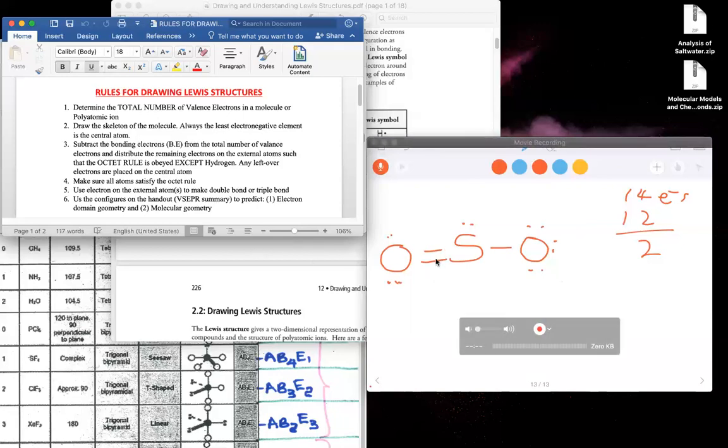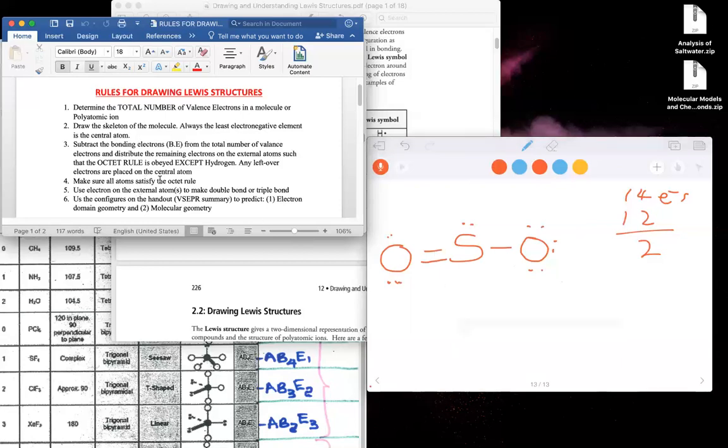The only way you'll end up with a double bond or triple bond is when you try to satisfy the octet rule on all the atoms in the molecule, and you don't have any other electrons to satisfy it. You remove what is on the external atom to make a double bond or triple bond. That's what I'll do in terms of double bonds.